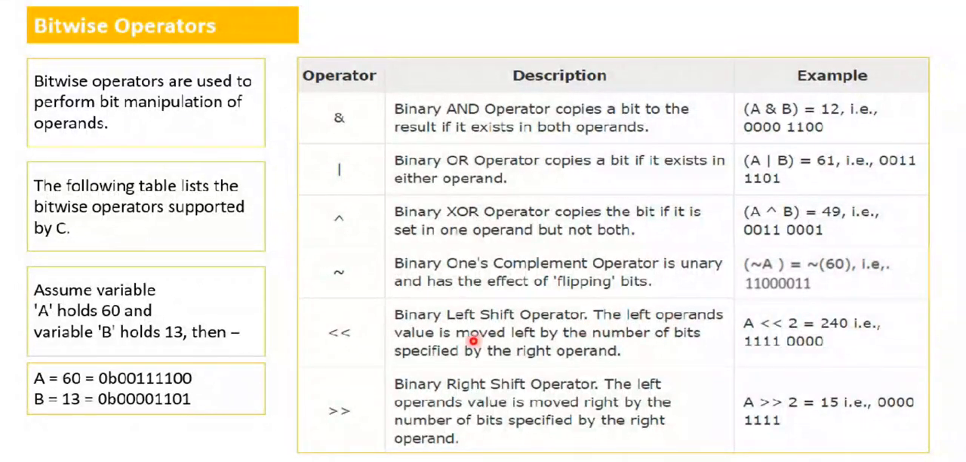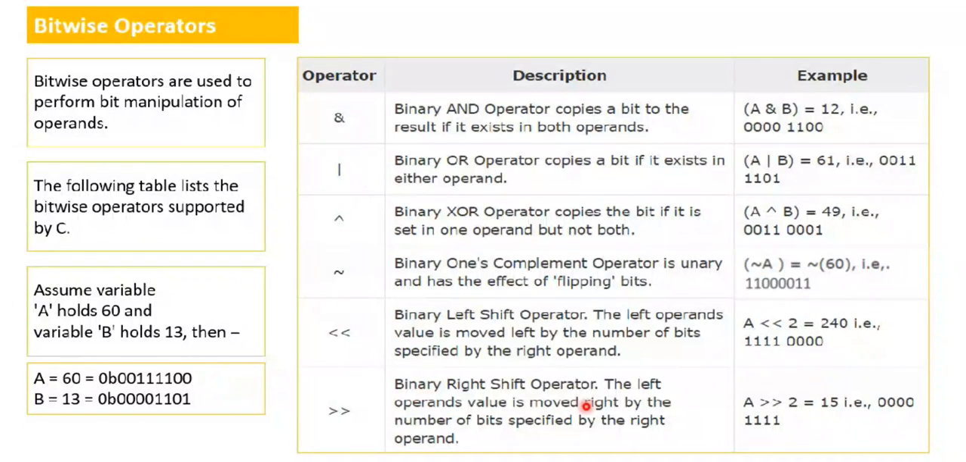Next is the binary left shift operator. The left operand value is moved left by the number of bits specified by the right operand. If I write A left shift 2, this value is shifted towards the left by 2 bits. So these 0, 0 are shifted to the left and discarded, and we get 1, 1, 1, 0, 0, 0, which is this value.